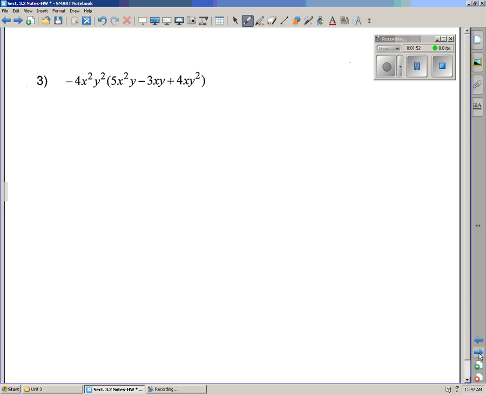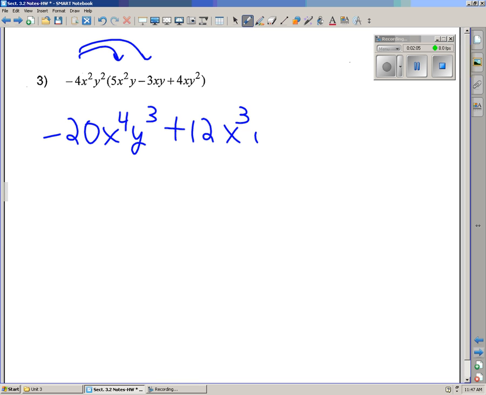Next one. Watch your signs, watch your exponents. When you distribute in here, you get negative 20 x to the fourth y to the third. Then you get positive 12 x to the third y to the third. Lastly, you get negative 16 x to the third y to the fourth. Again, there are no like terms anywhere, so this is going to be your final answer.